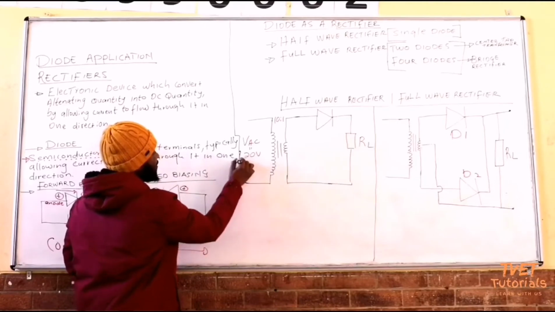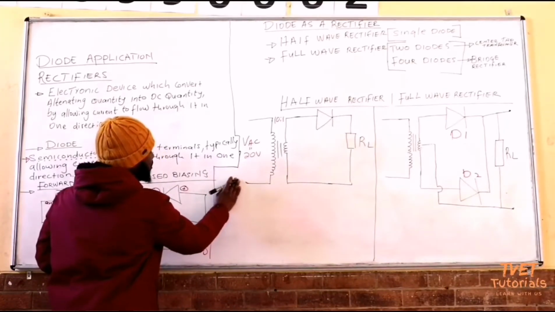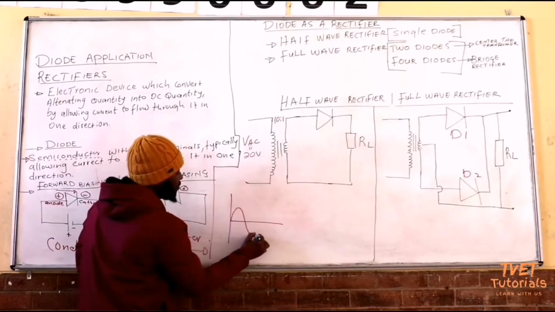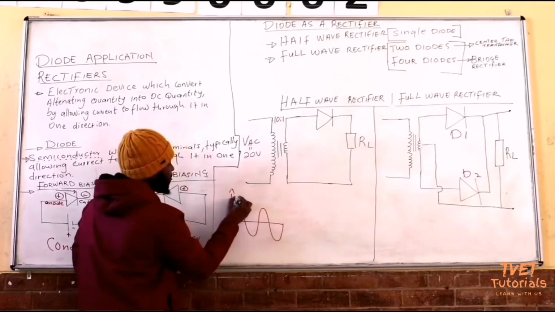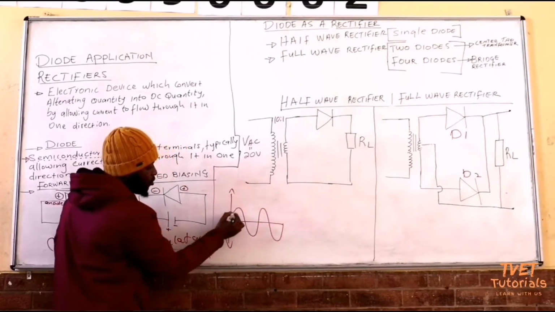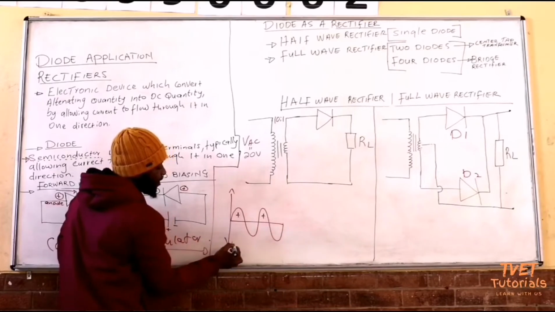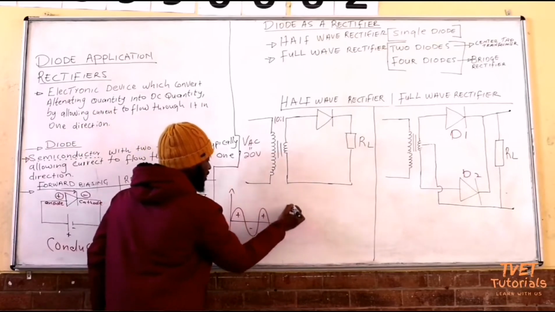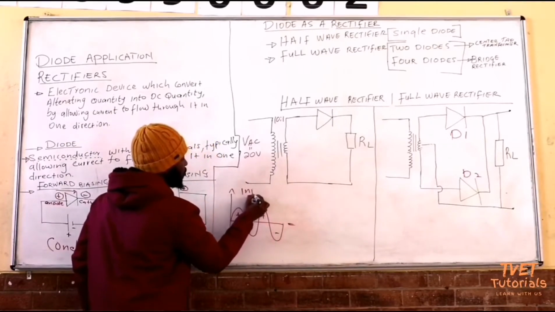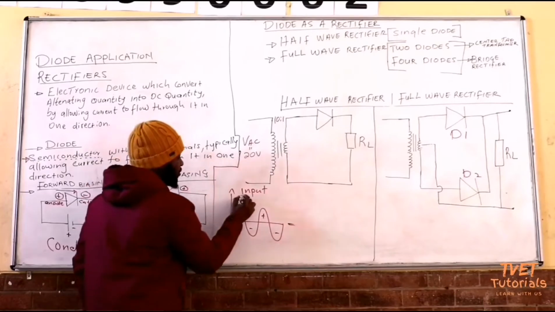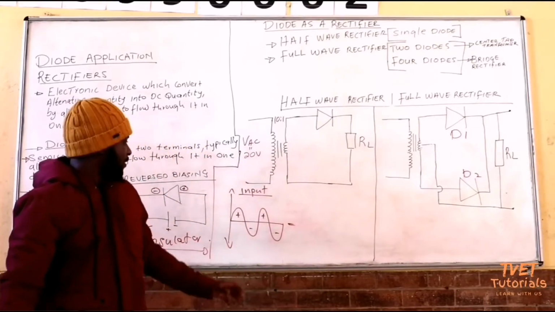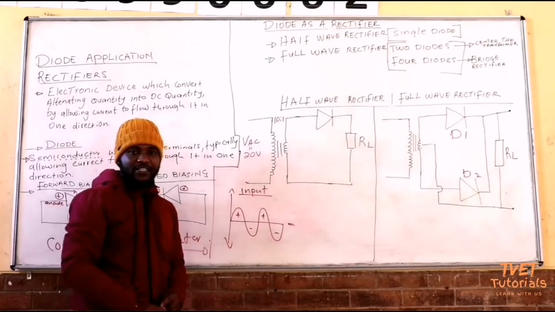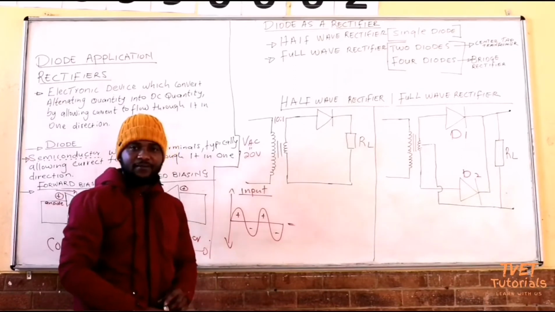So if we are going to have, let's say for example, the input signal. We have an input signal, for example, with a sine wave. This is your input signal, right? We know this is the positive half wave. We have the negative half wave. So this is what you have. So this is the input, right? This is your AC. This is what you want to convert, right?